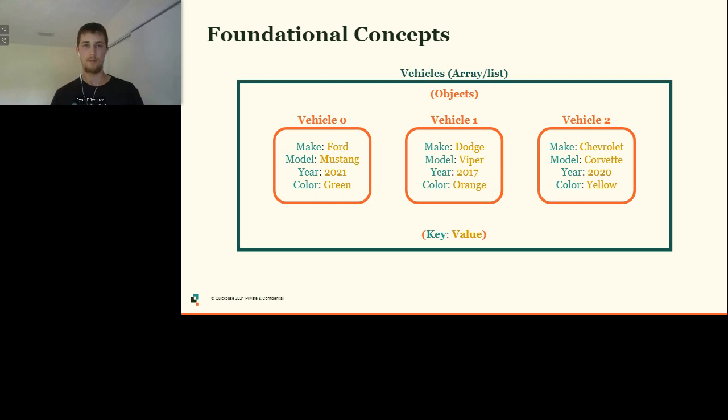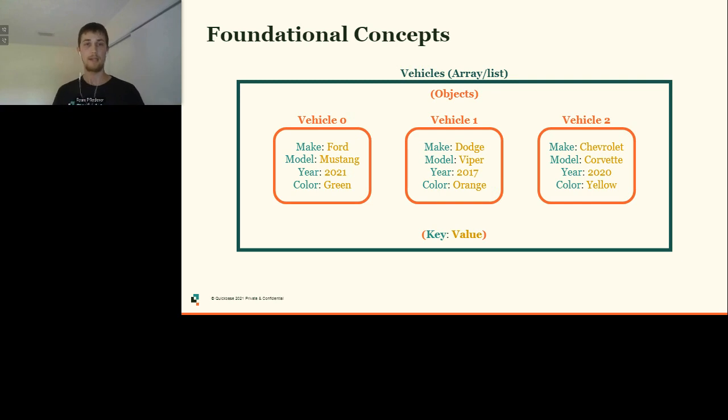So now that we've got these 3 different vehicles in this array, within each of these vehicles we have key value pairs. Looking at vehicle 0, that first object in the array, we've got a Ford Mustang that's 2021 and the color is green. So the key in this case is make, while the value is Ford. Going down the line, the next key is model, with the value being Mustang.